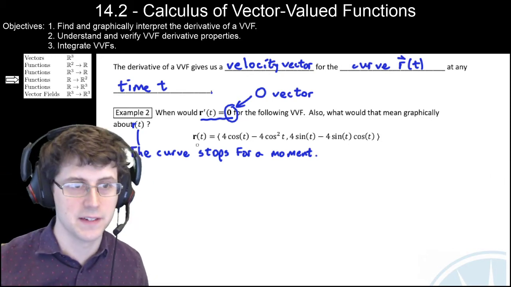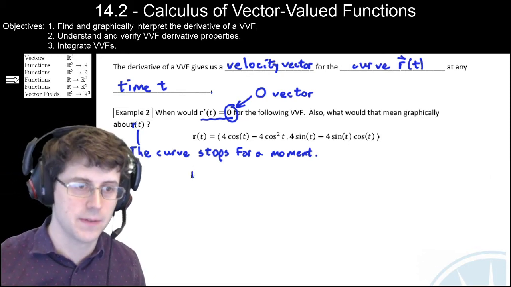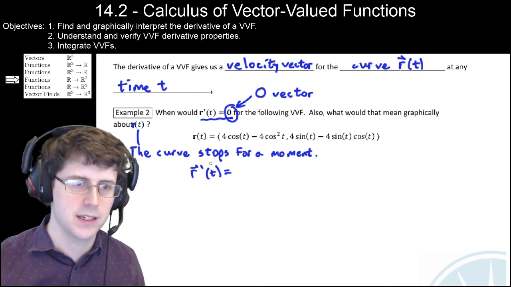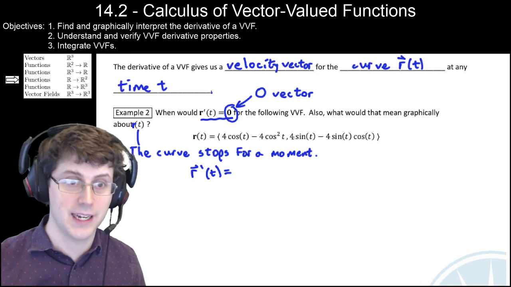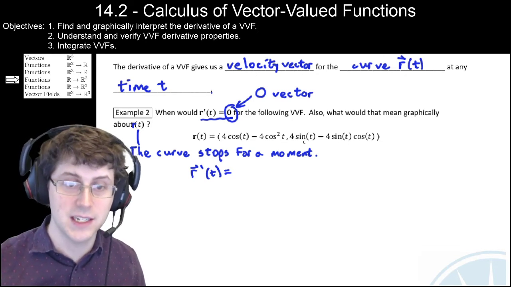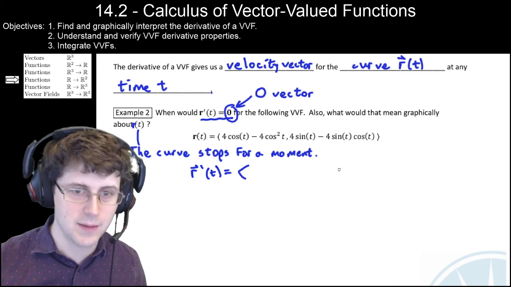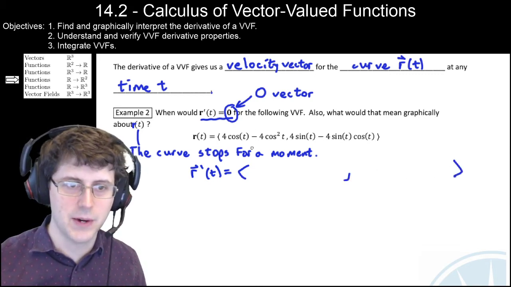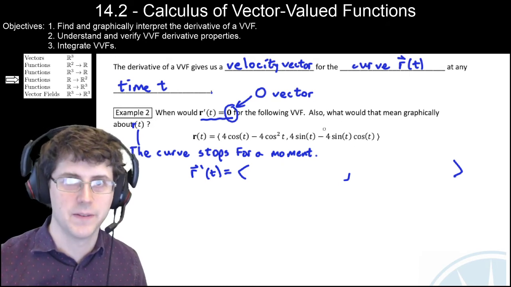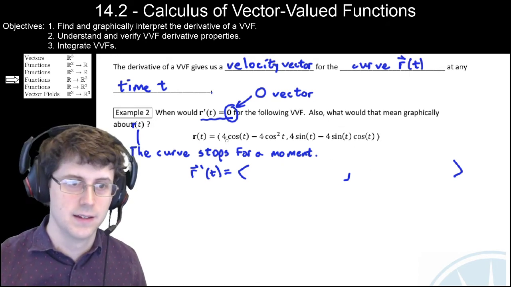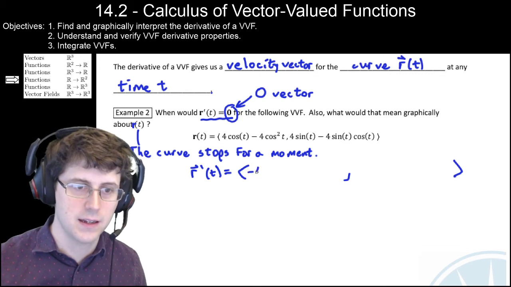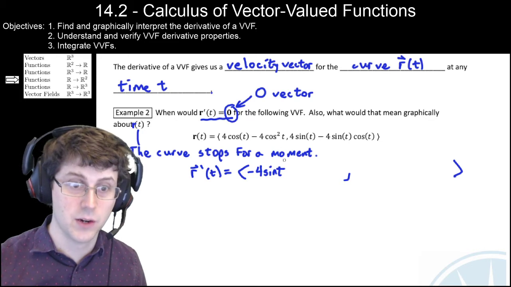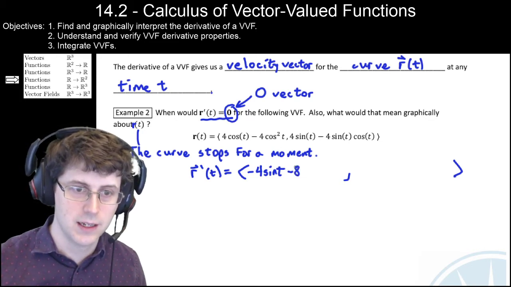Okay, let's find the derivative. So we'll find the derivative and set it equal to 0, because that's what the question asked. So here's r prime of t. To take the derivative of a vector-valued function, I'd take the derivative of each component. So I'm still going to end up with a vector, and I'll end up with whatever I get from the first component in the first slot, and whatever I get from the second component in the second slot. So derivative of 4 cosine t. Derivative of 4 cosine squared t, I'll have to do the chain rule.